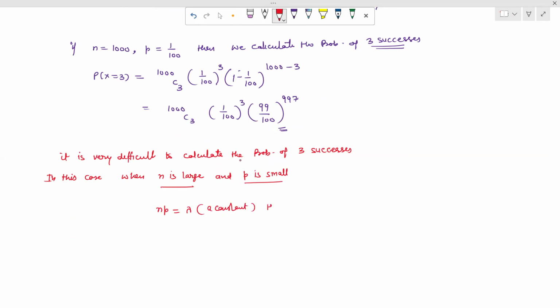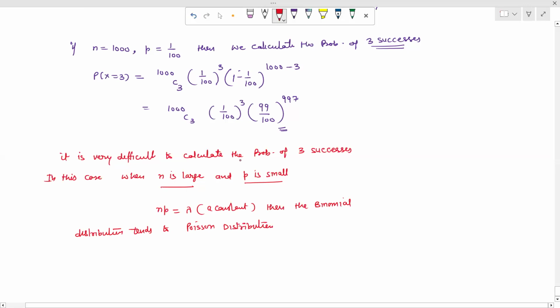So then we write down that the binomial distribution tends to the Poisson distribution with a single parameter. The probability mass function, in short PMF, P of x equal to x successes, we write as e raised to the power minus lambda, lambda raised to the power x upon factorial x.